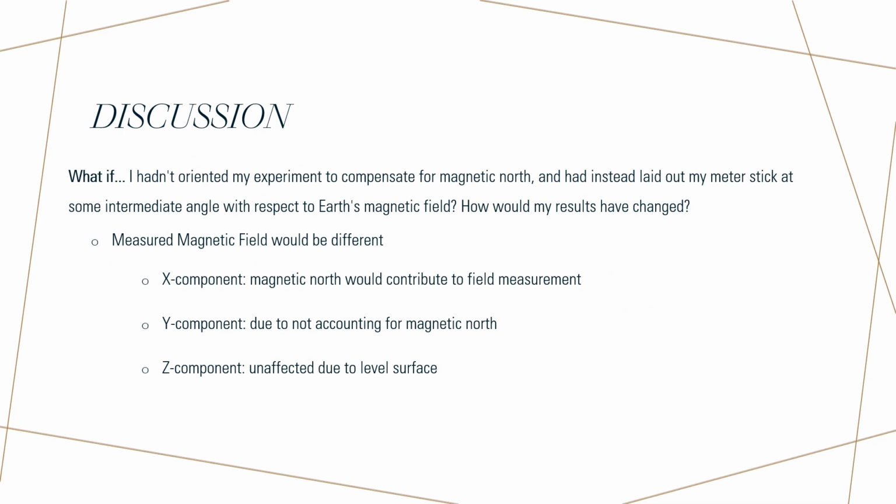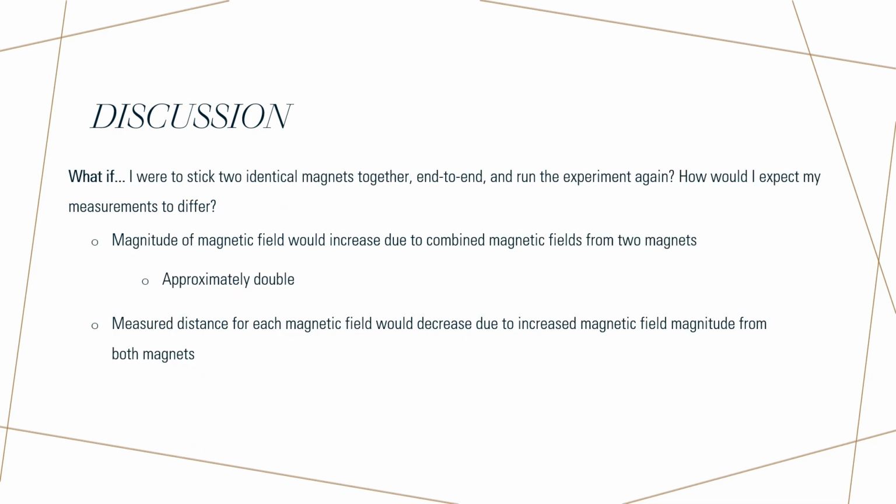So if I hadn't oriented my experiment to compensate for magnetic north, then the measured magnetic field would be different. The X component of magnetic north would contribute to the field measurement. The Y component would change due to not accounting for magnetic north, and the Z component would be unaffected. And the magnetic field would approximately double, and the distance for each magnetic field would decrease due to increased magnetic field magnitude for both magnets.